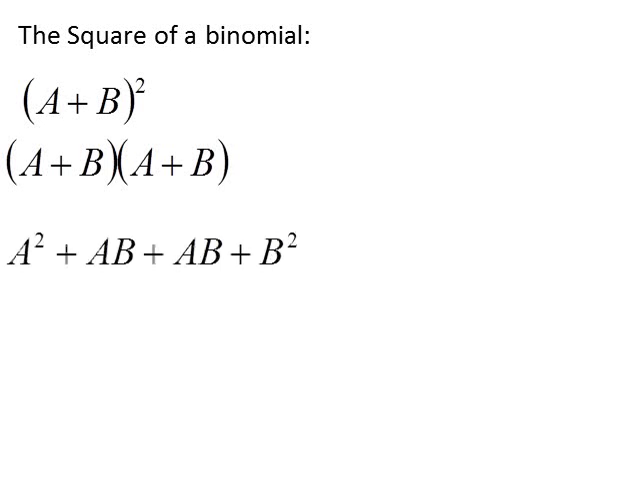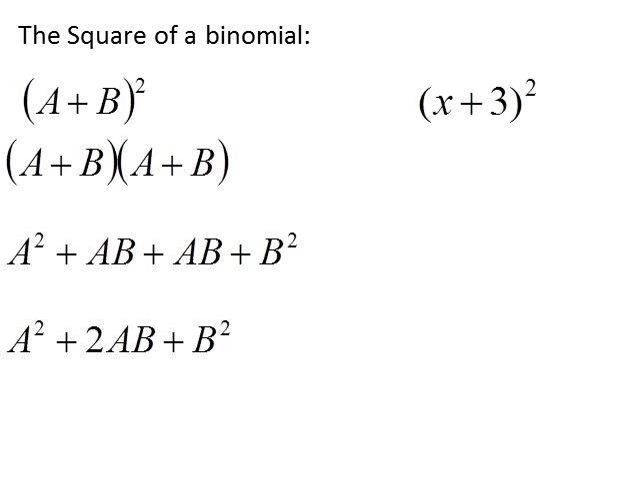So a times a is a squared. A times b when we do the outsides is ab. B times a when we do the insides is ab. And b times b is b squared. So you'll see we have two ab's in the middle here. So what this ends up being when we combine like terms is a squared plus 2ab plus b squared. So every time you have a plus b squared, you know to expand it as a squared plus 2ab plus b squared.